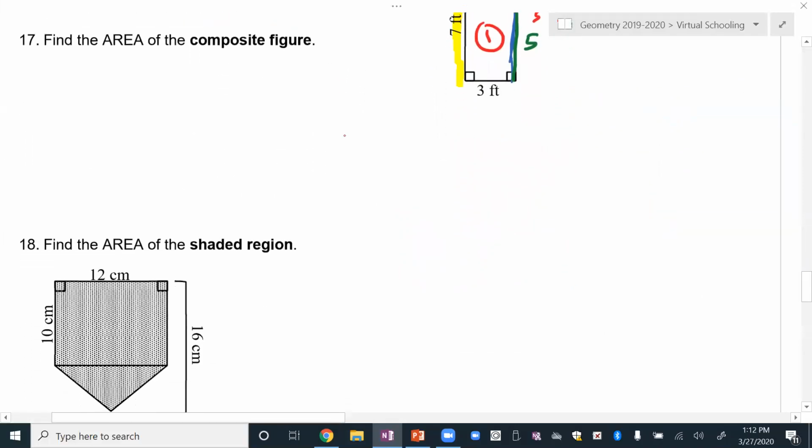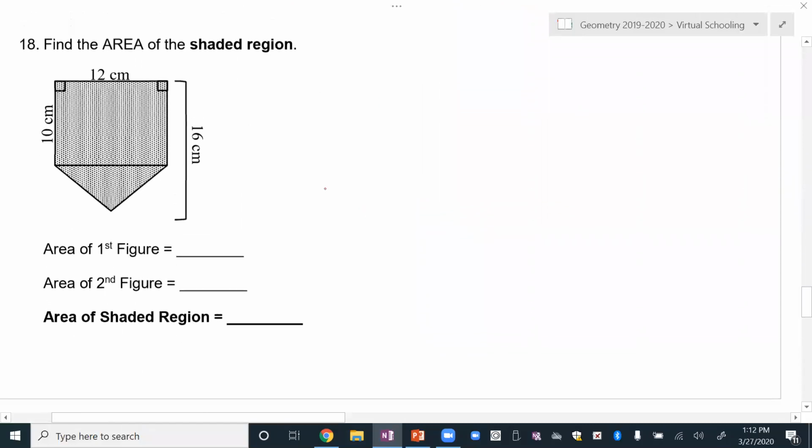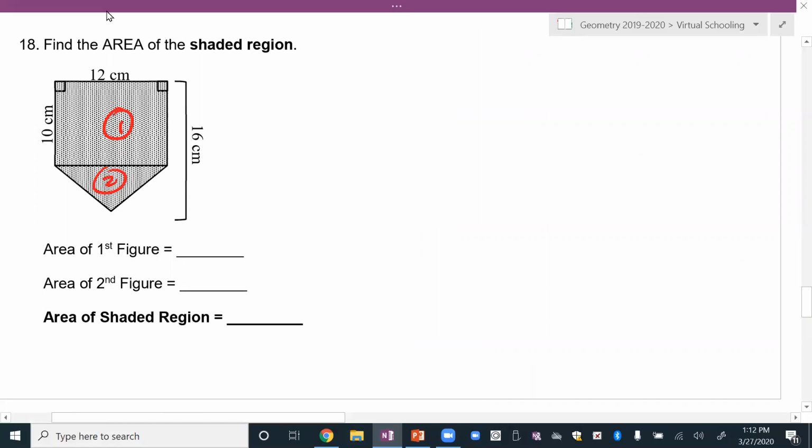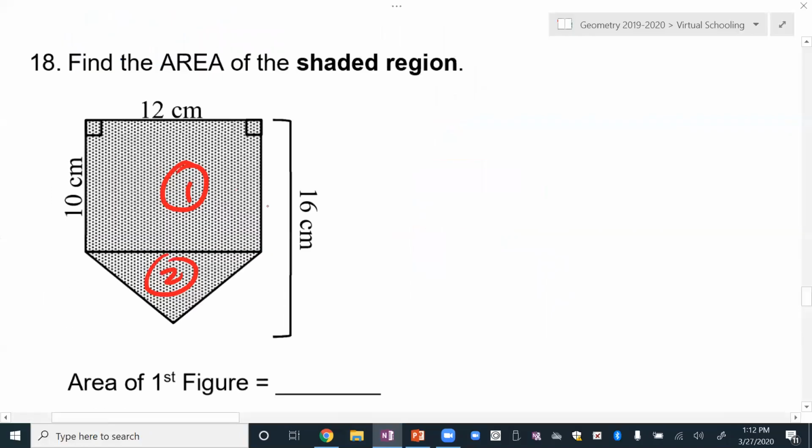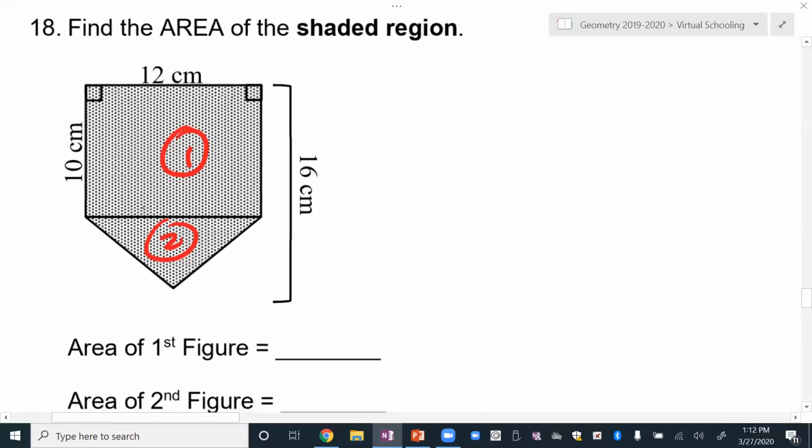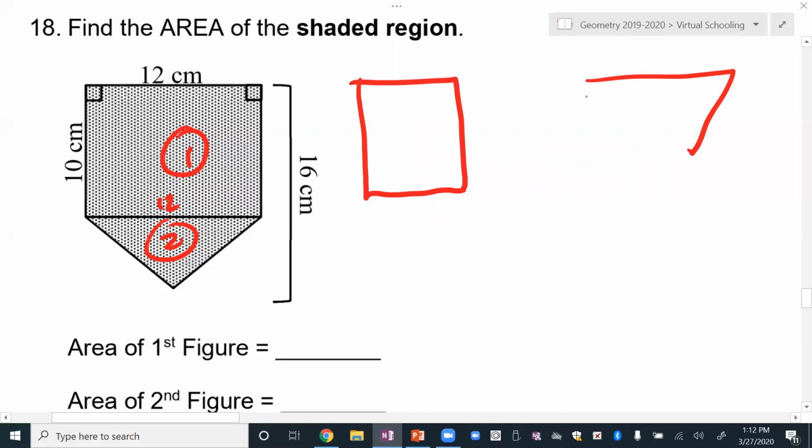Okay. When you're given a shaded region, all you have to do, find the first area of the first one, and then find the area of the second one. Like in this case, what we need to do is identify what's missing. So I know this part right here is going to be 12. So I have two figures. I got this one, and then I have this one. I know this is 12. I know that's 10. I can go ahead and find the area of that.